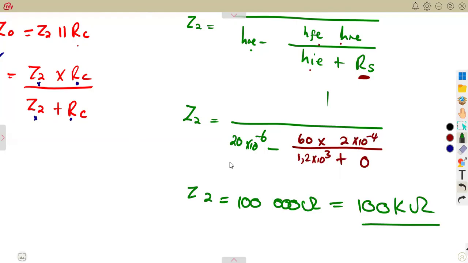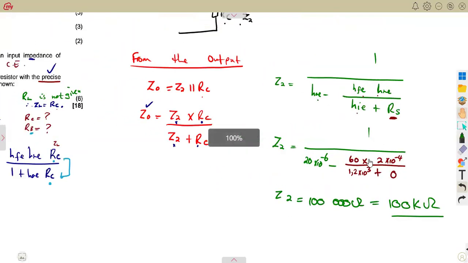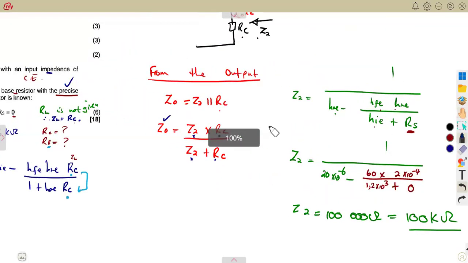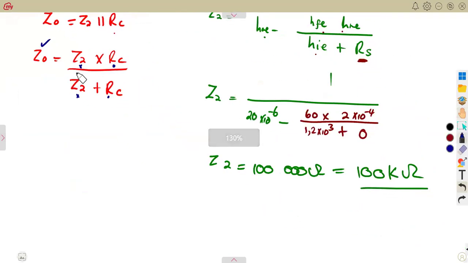Calculating Z2 helps us now to have the value of RC. In this case, it's easier for us to find RC. So let us just find RC, because we're simply going to make it the subject of the formula. Yes, you can substitute here as it is, it's fine, or you can make it the subject of the formula. So let's make RC the subject.